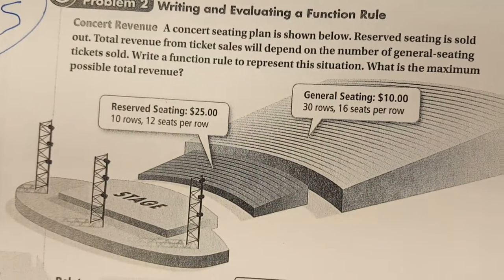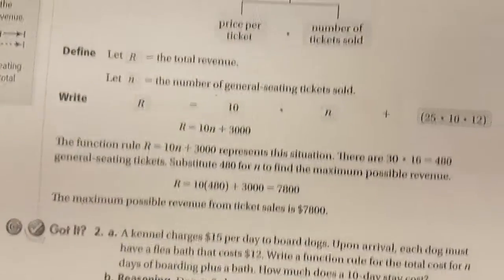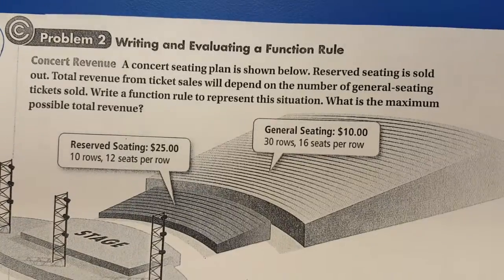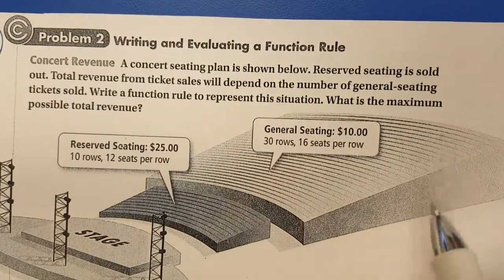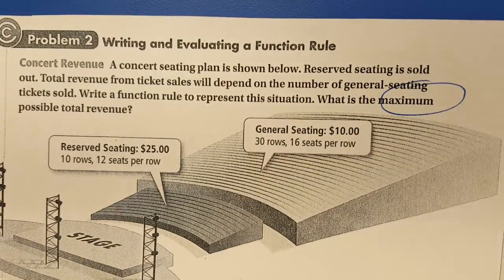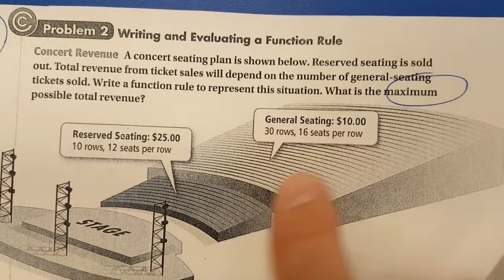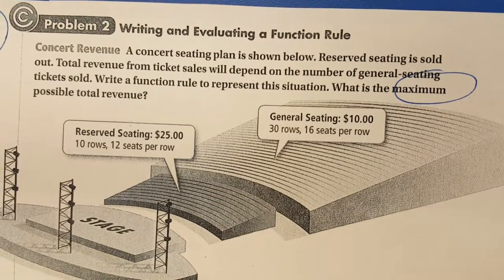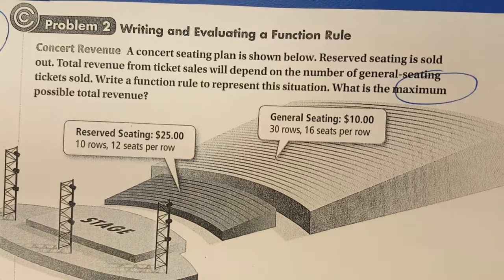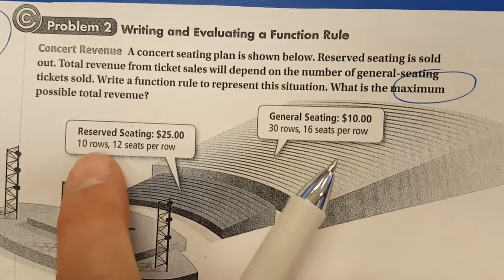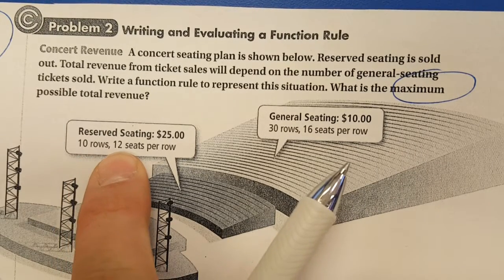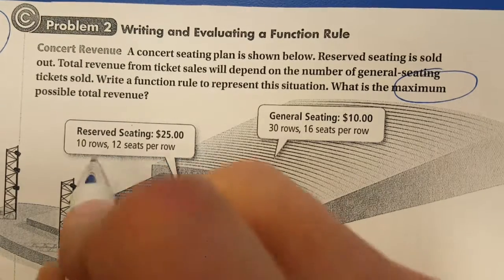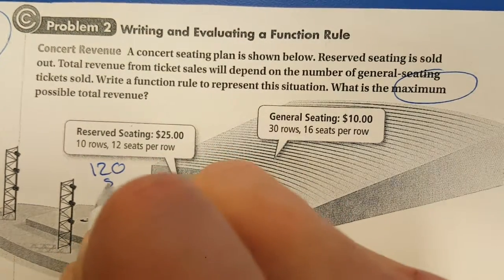Now, I'm going to be honest, I hate this question because they make you make a formula, they make you make a function when you don't even really need to. Okay, let's see here. Max out. If you wanted to max out, figure out how many seats there are in each section and then take it times the price per seat. So right here, you've got 10 rows, 12 seats per row. That's going to be 120 seats.